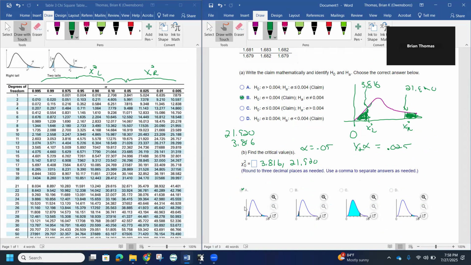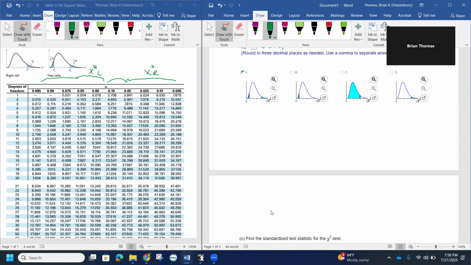If you notice, our graph was going to be this A, because since our null hypothesis is an equality, we have two rejection regions. So A is going to be your answer. It looks like it goes by fives, 5, 10, 15, 20, 25, 30. Notice how it's a shade less than 5, which is 3.816. And it looks like 21.920 is between 20 and 25. So that checks out on the graph.